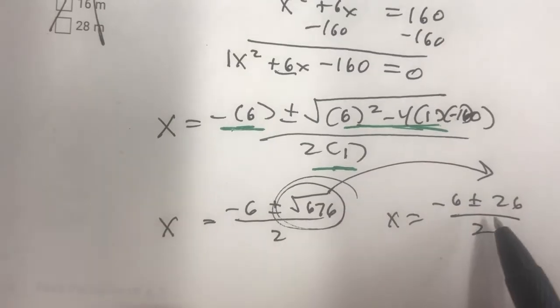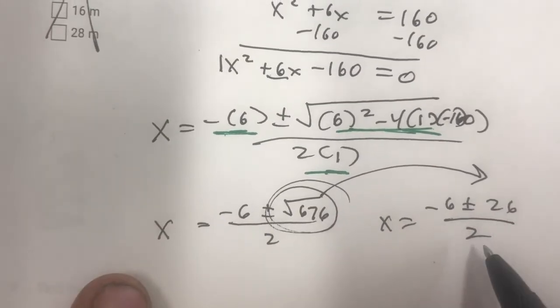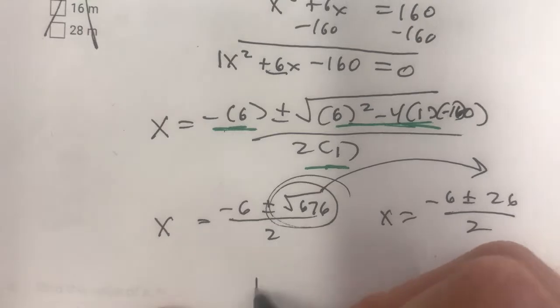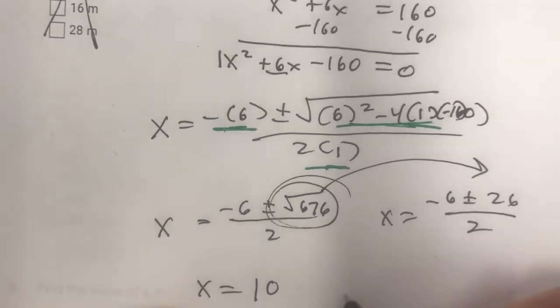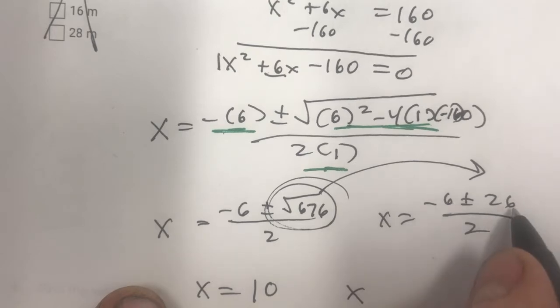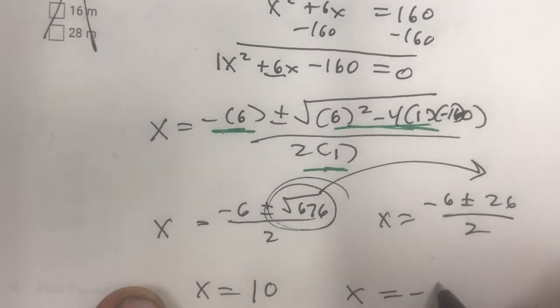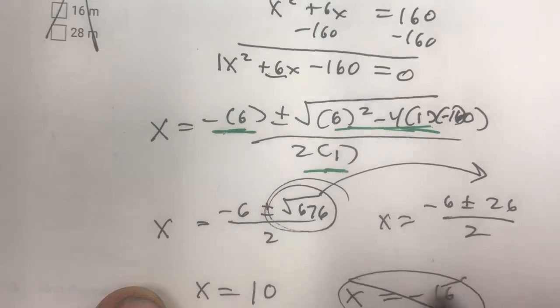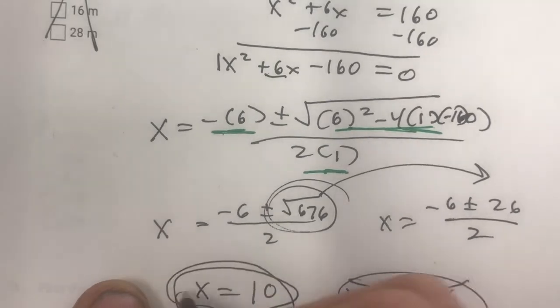So I've got negative 6 plus 26, which is 20, divided by 2, which is 10. Then I have negative 6 minus 26, which is negative 32, divided by 2 is negative 16. We can't have negative, so this one's out. So here's what x must be: 10.